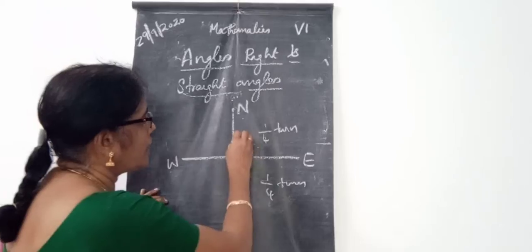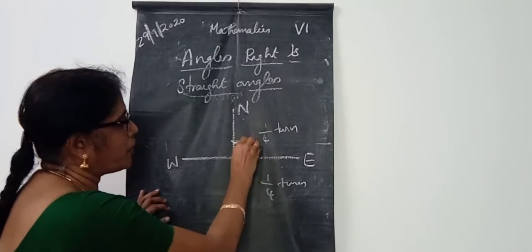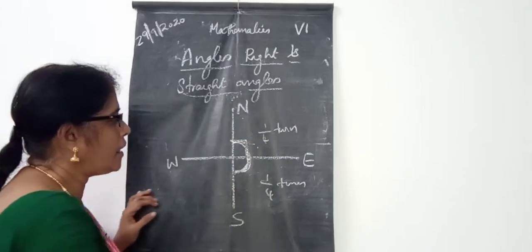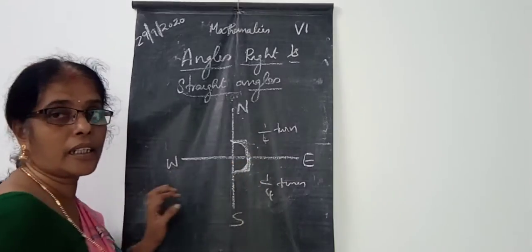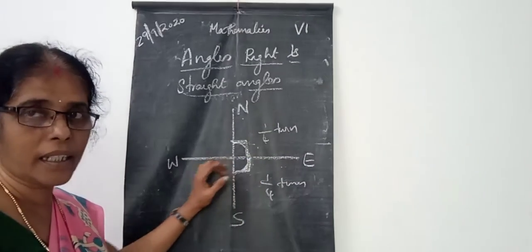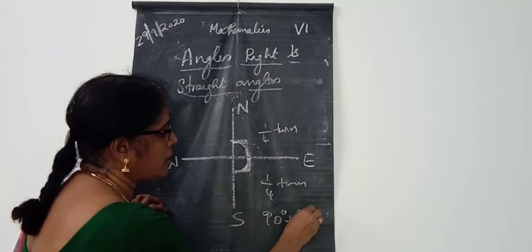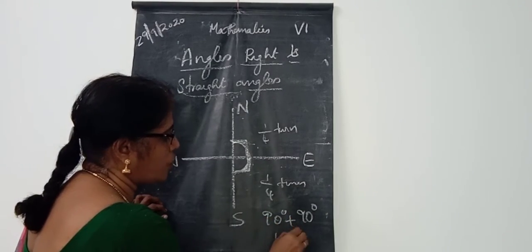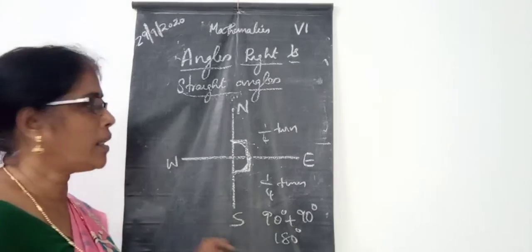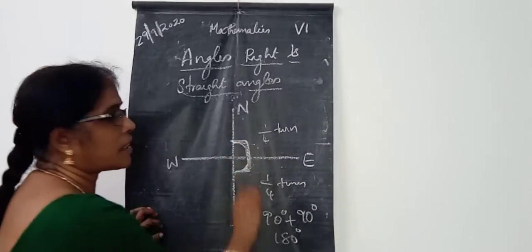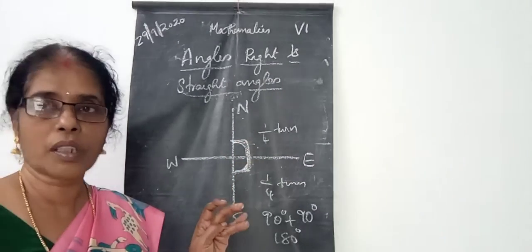So here you can see two right angles: one here and this one is another right angle. One right angle is 90 degrees, and two right angles means 180 degrees. So that 180 degrees is the straight angle.